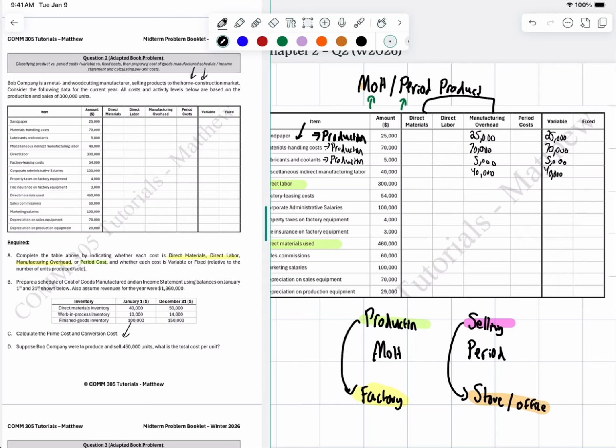So the more you make, the more it'll scale with, the more you end up storing or whatever it is, the more it'll go up, and the less you do, the less it'll go up. That's what variable cost is. So basically that's what I'm trying to say here. Miscellaneous indirect manufacturing labor is a variable cost because it's kind of miscellaneous work, and the more you make, the more miscellaneous work there will be.